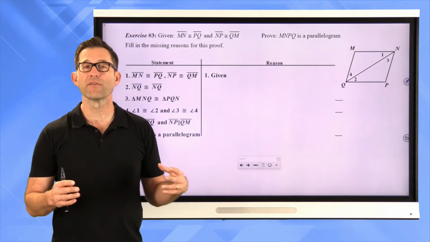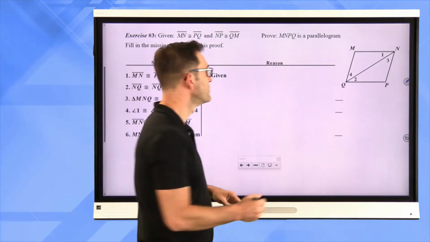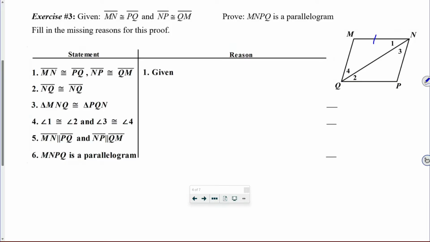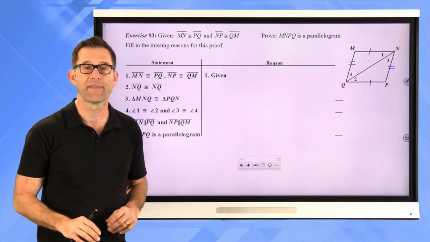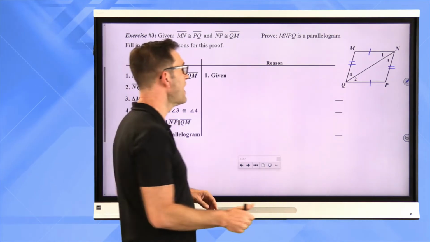All right, well, let's talk about the flow of the proof as we fill in the reasons. First, I just want to mark up those givens, right? MN is congruent to PQ, NP is congruent to MQ. All right, and those are given, and we've already got that put in. Now, the second line of our proof says that NQ is congruent to NQ.